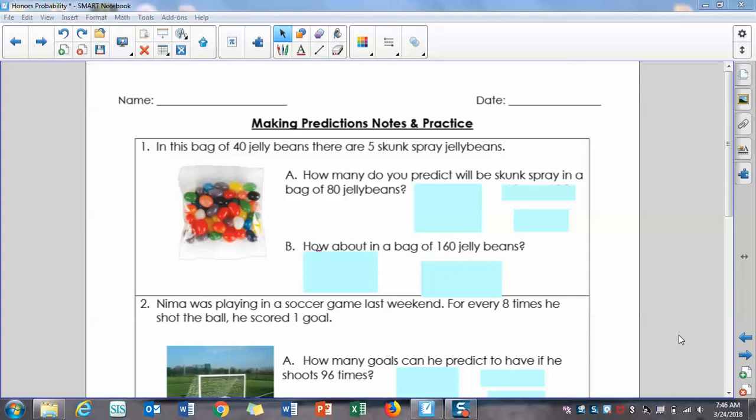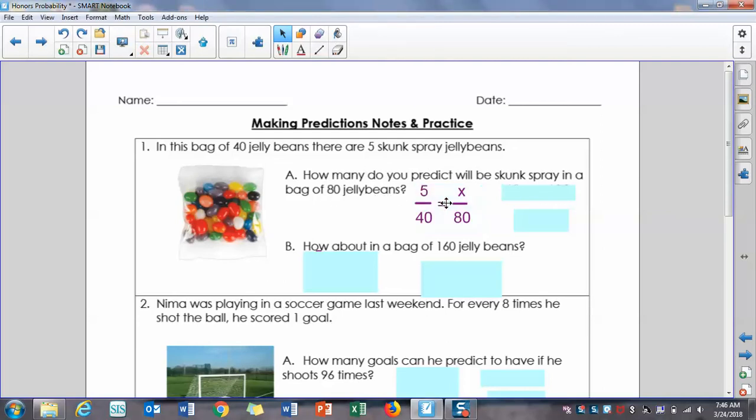So now we're going to talk about making predictions based off of what we know with our probability. So in this first example, in a bag of 40 jelly beans, there are 5 skunk spray jelly beans. We can use that ratio of 5 skunk spray jelly beans to 40 jelly beans to answer the following questions. How many do you predict will be skunk spray in a bag of 80 jelly beans?